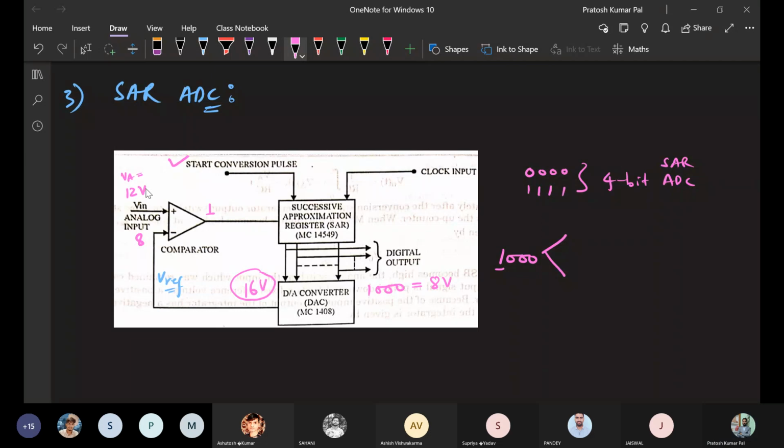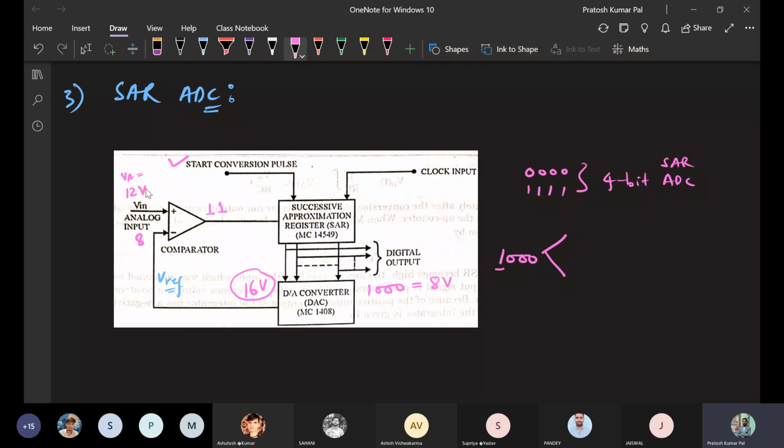Okay. So 1000 will be equivalent to 8 volt. This 8 volt will be compared again with 12 volt. After comparison, again 12 volt is higher, so it is 1. Again it is 1 to the successive approximation register. 1 will be provided. That means it will again increase the MSB.